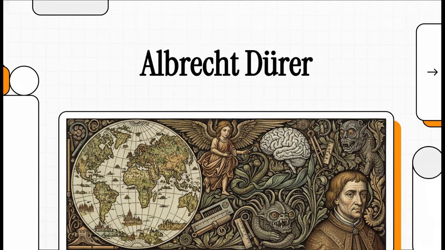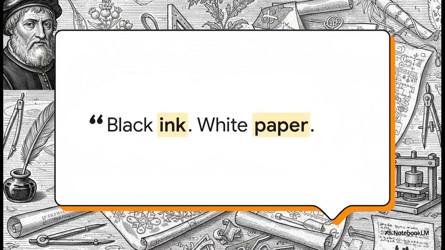You know, how do you even begin to capture the entire world? I mean, everything, from the softest fur on a little hare, all the way to the deepest fears rattling around in the human soul. Well, for one incredible master of the Northern Renaissance, Albrecht Dürer, the answer started with something surprisingly simple. It all starts with the basics, just black ink and white paper.